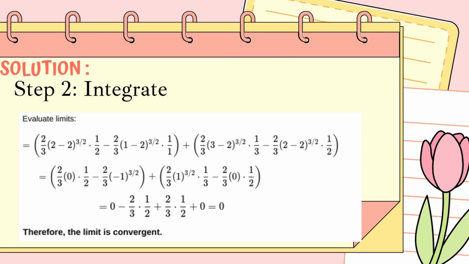Then 2 minus 2 is 0, so we have 2 thirds times 0 times 1 half. So we have 0 minus 2 thirds times 1 half plus 2 thirds times 1 third minus 0 is equal to 0. Therefore, the limit is convergent.